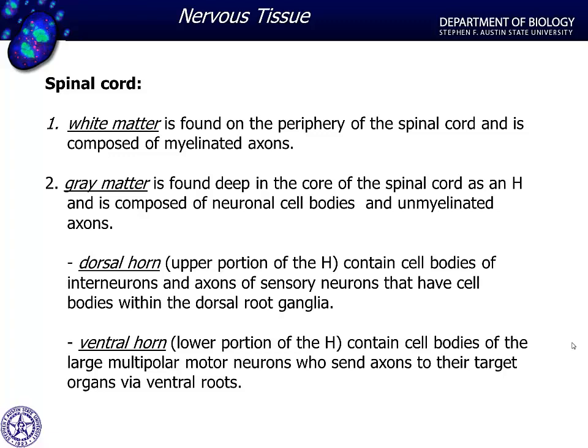The dorsal horns are going to contain the axons coming in from sensory neurons. We'll also have interneurons in this location, and the ventral horns are going to be the cell bodies of our large motor neurons, most often of which are going to be of the multipolar type.